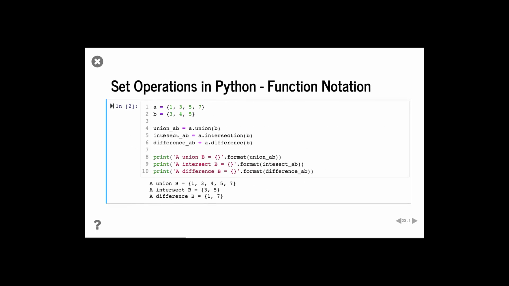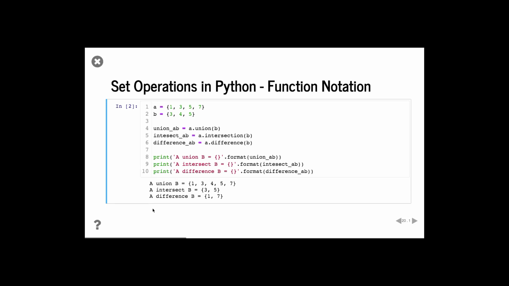So now that we've seen that, how do we do this in Python? Well, Python gives us this nice, clean, readable function notation. We have two sets here, A and B, and we simply call the corresponding function on one set and pass it the other one. You can see these results here. So it's really obvious what we're actually doing here. A union B, A difference B.